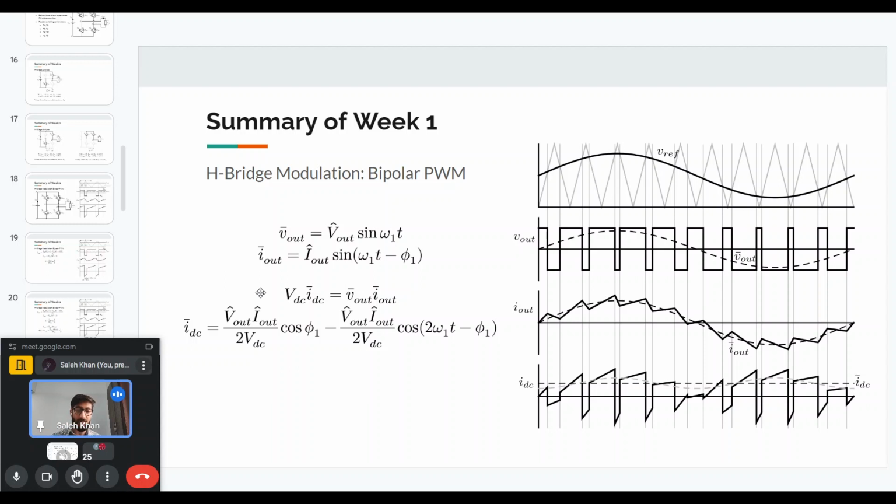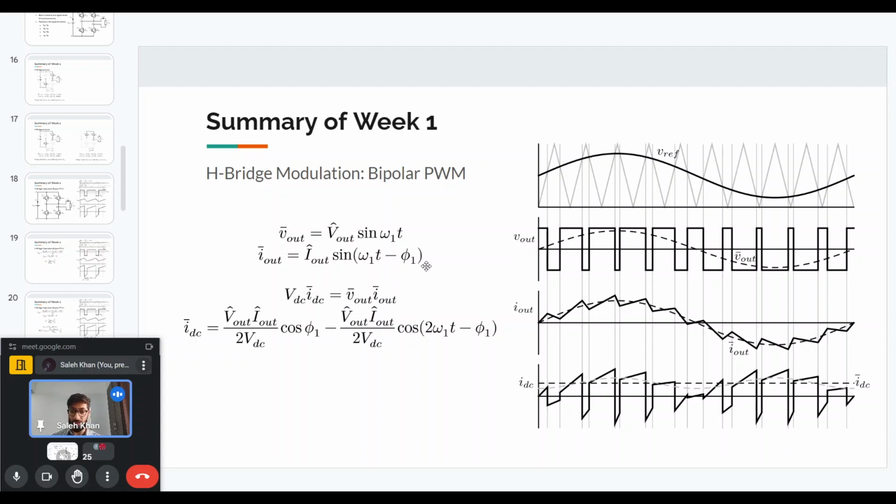And this we can see if we equate the input and output powers. Because if we assume that the average output is a sinusoid, and the output current is also a sinusoidal current with some phase difference from the output voltage, and then we equate the input power, which is the DC power, VDC times IDC average, equal to V out average times I out average.